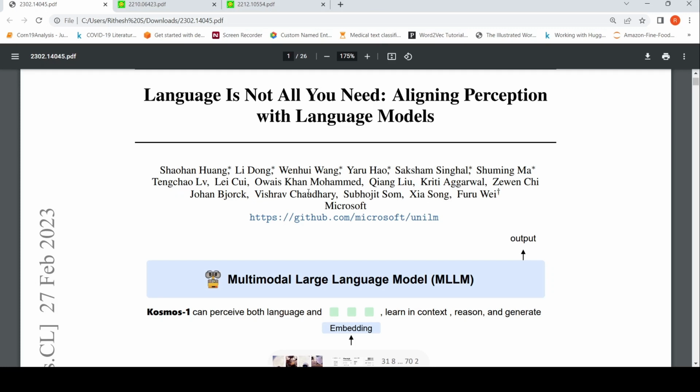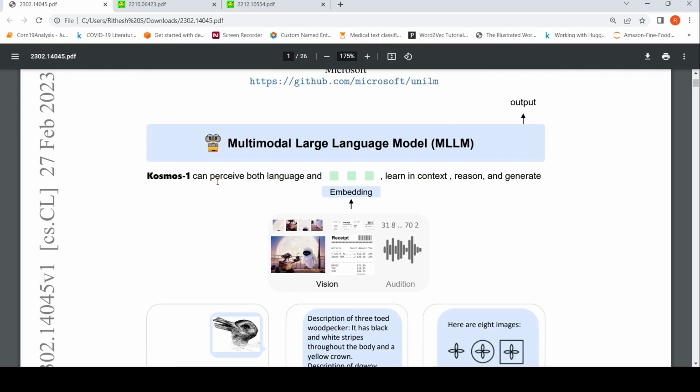In this video, let's look at this interesting paper from Microsoft Research. It talks about a multimodal large language model called Kosmos-1. Kosmos-1 can perceive both language and images. It can learn in context, reason and generate. So what does this mean?